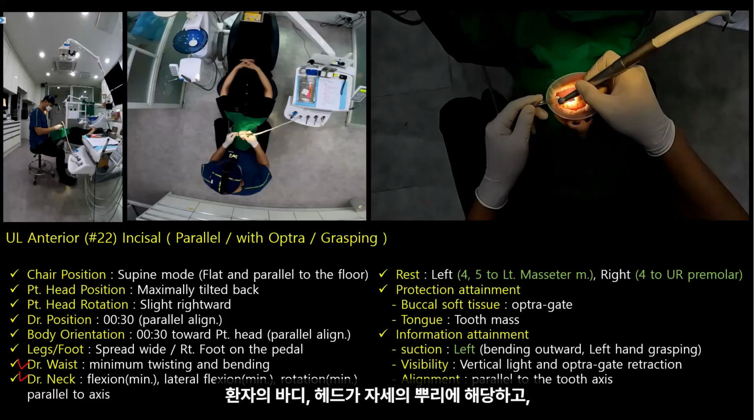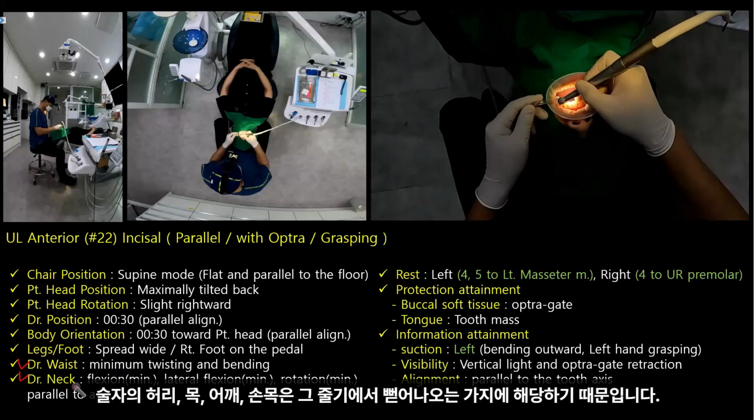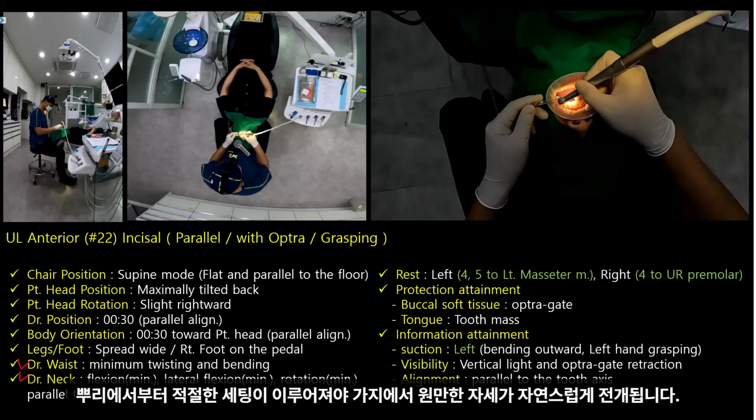This is because if the patient's body and head form the very foundation of the posture, and the practitioner's position along with body direction represent the tree trunk, then the practitioner's waist, neck, shoulders, and wrists are indeed the branches that extend outward from that main trunk. Proper setup from the roots is necessary for a good posture to naturally develop in the branches.